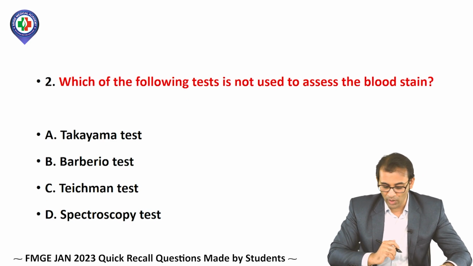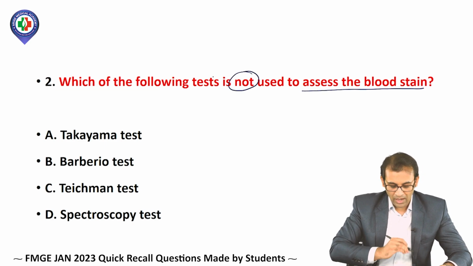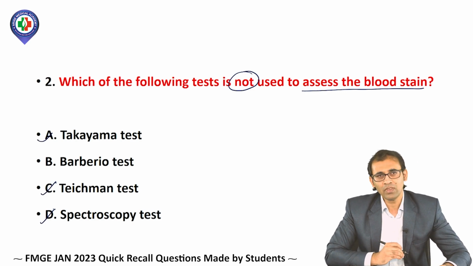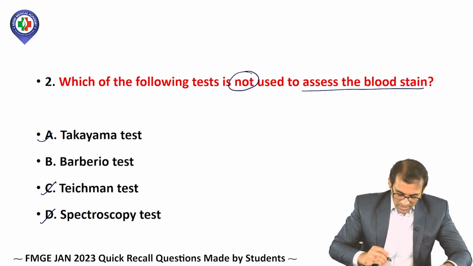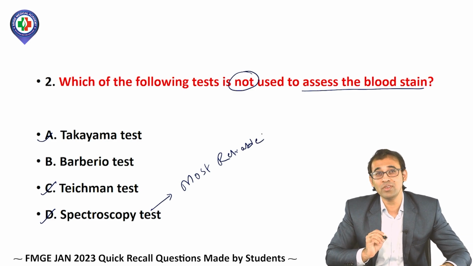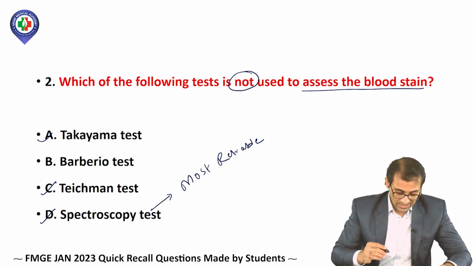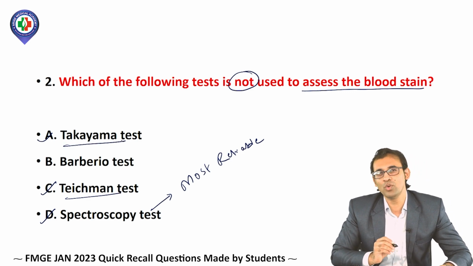Okay, question number 2. Which of the following tests is not used to assess the blood stain? Options A, C and D are the tests which we are using to detect blood stains. See, the spectroscopy test is the most reliable test to detect blood stains, old or recent. When we do microchemical tests, yes, the Takayama test and the Teichmann test, these tests we are using to detect blood stains.